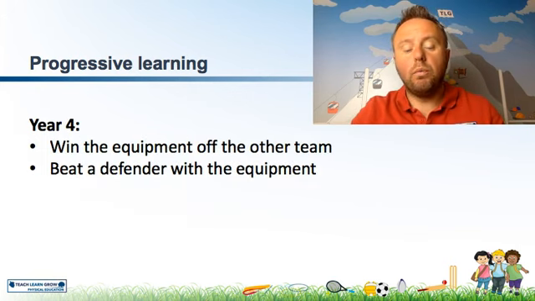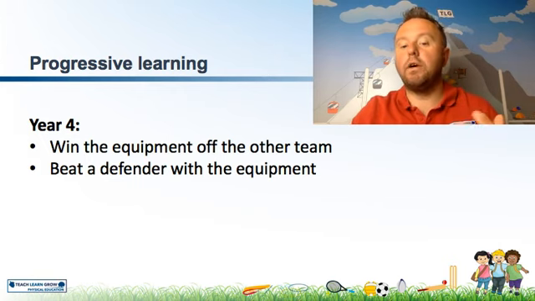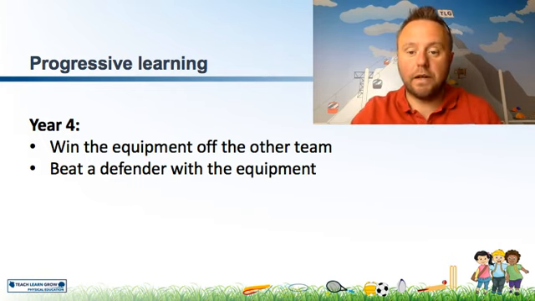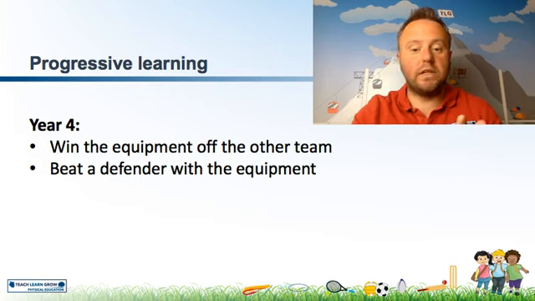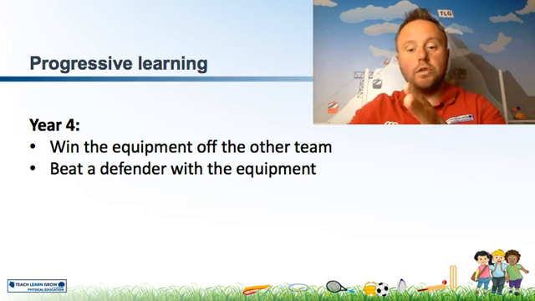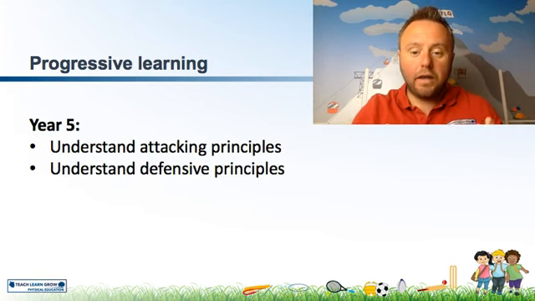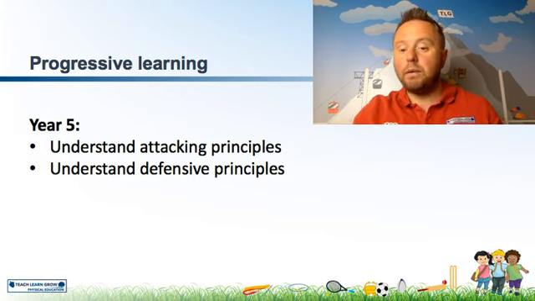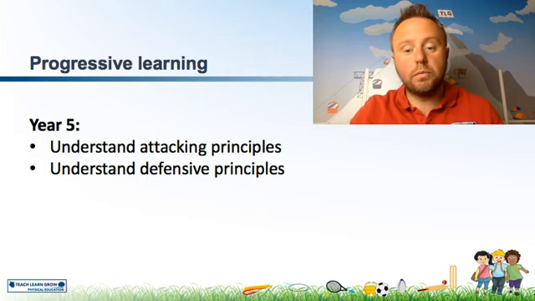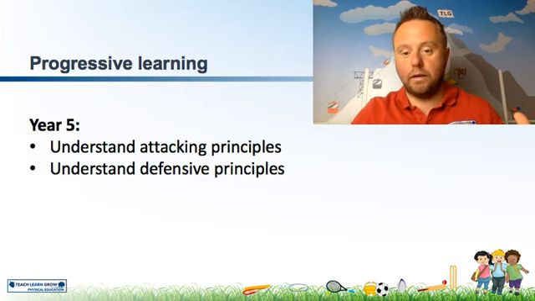In year 4, we then take that and we do the same sports again, but we now look at how we win the equipment off the other team and how we beat a defender. Because we've already done in year 3 the carrying the ball, the passing the ball, the receiving the ball, the scoring with the ball, now we're just tagging onto it. We're extending our knowledge. In year 5, we've now got a pretty good idea of how to use the equipment when we've got it and how to win it back when we haven't. So now we're going to go into small-sided games and look at the attacking and defending principles of the sport. So we may look at width as a great attacking principle.